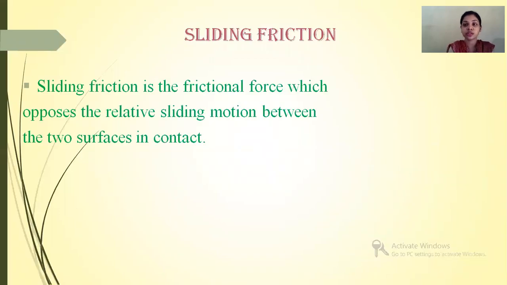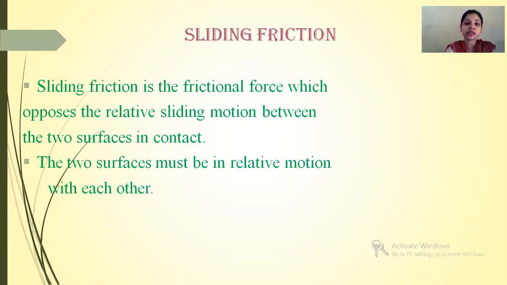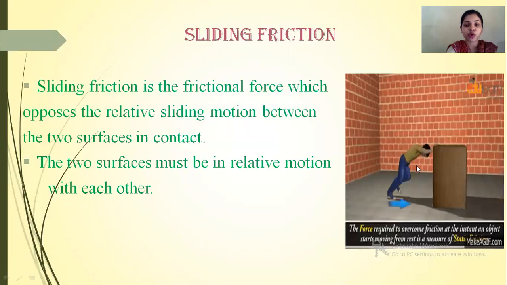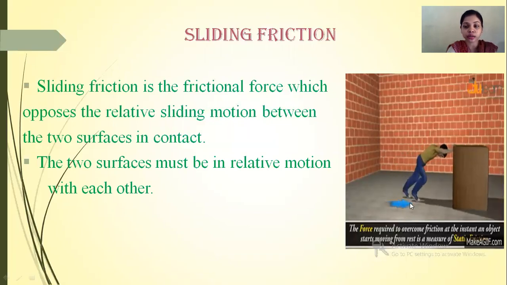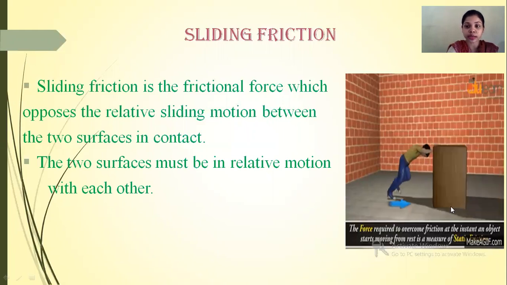So sliding friction is also one type of frictional force which opposes the relative sliding motion between the two surfaces in contact. We already learned that the frictional force is a contact force, and the two bodies must be in contact with each other, right? So whenever there is sliding friction, the two surfaces must be in relative motion with each other. Consider that if I want to push this box on this floor, then there is relative motion between this box and the floor.